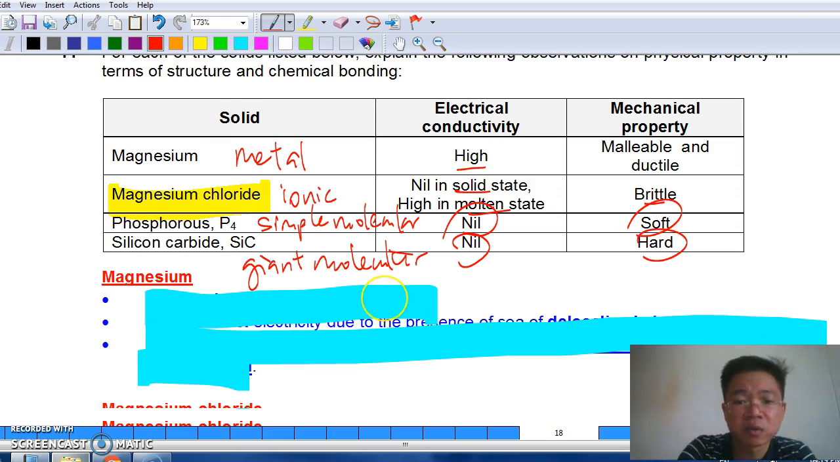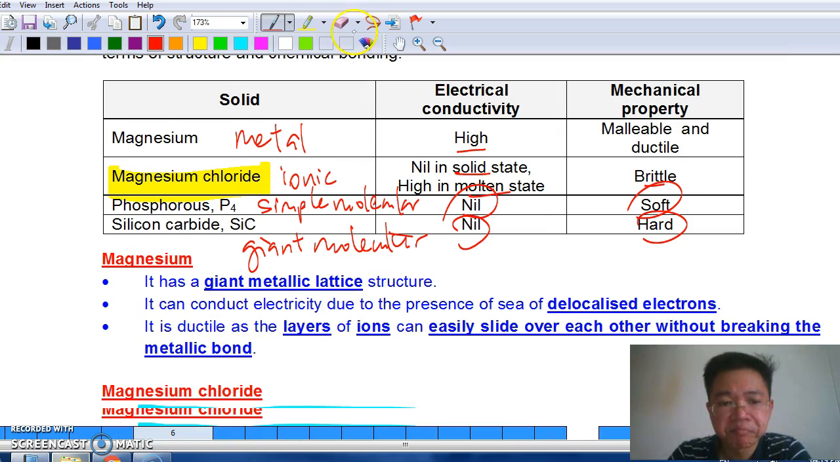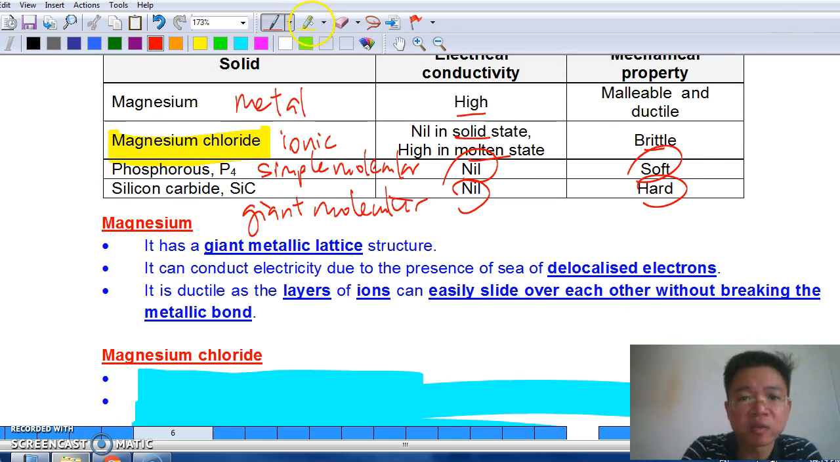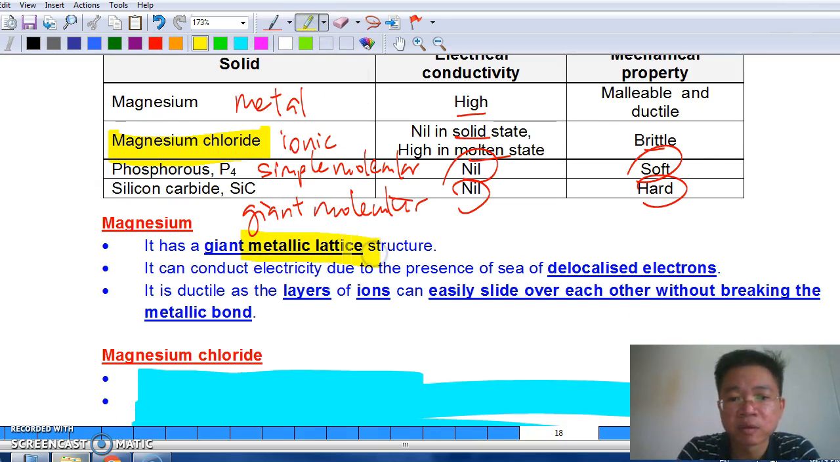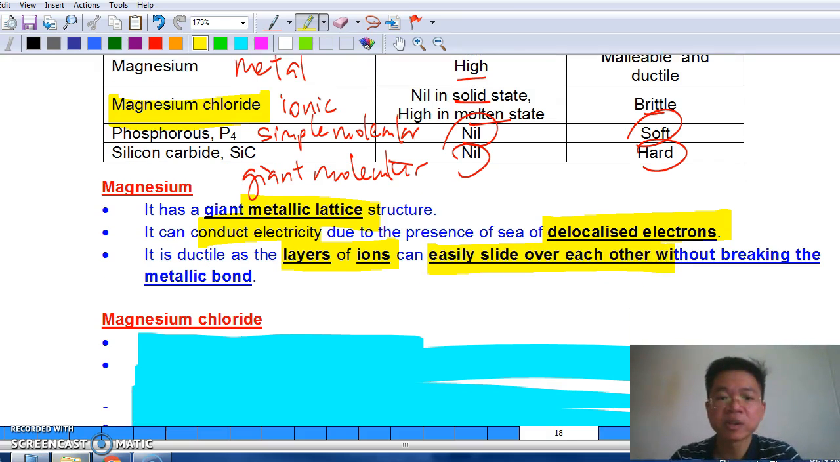Okay, so this is how I'll present my answer. Magnesium has a metallic lattice structure. Because of the delocalized electrons, it conducts electricity. It's ductile because layers of ions can easily slide over each other without breaking the metallic bond.